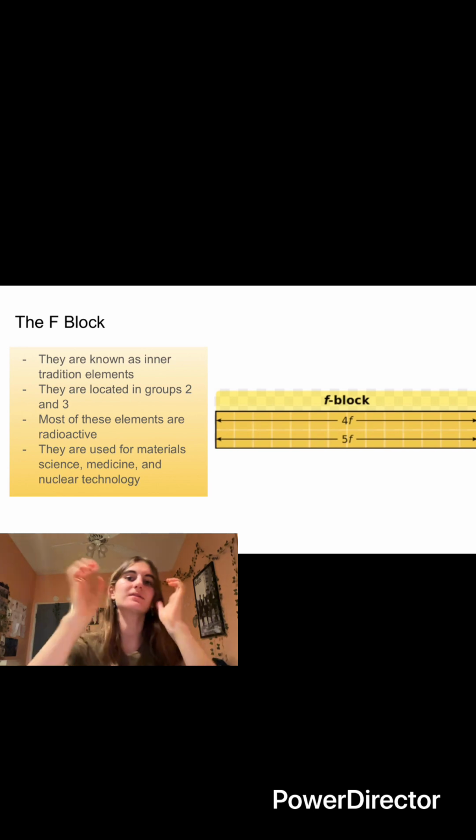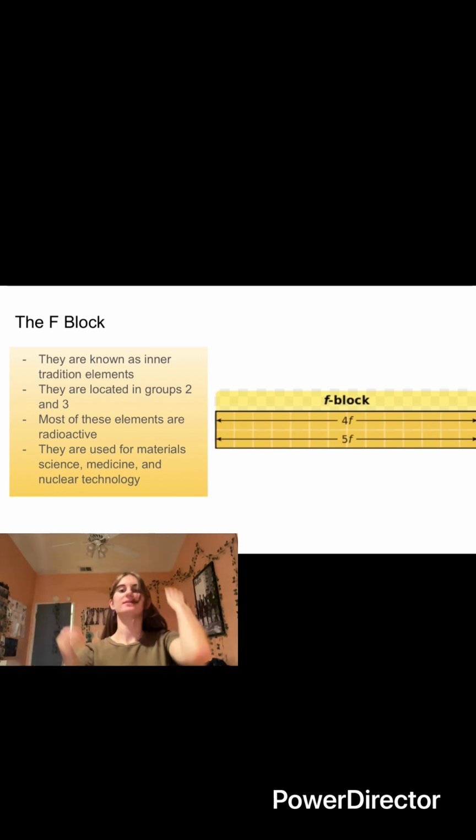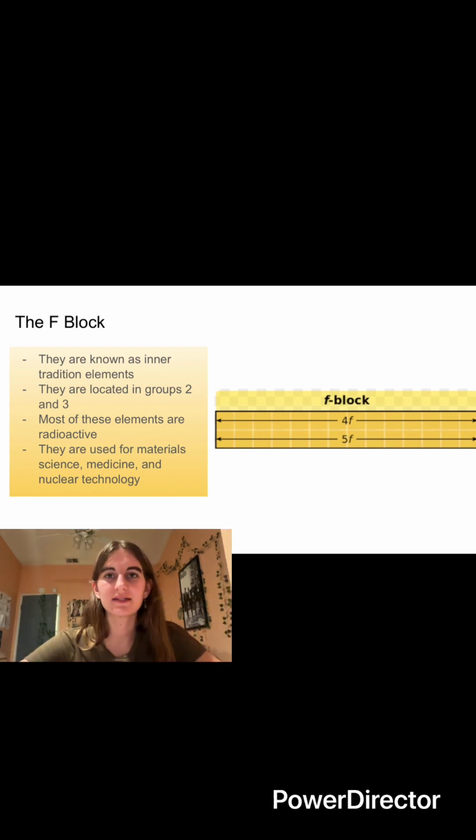Last but not least is the F block. It is also known as intertransition metals and is located in groups 2 to 3. Most of the elements in the F block are highly radioactive, and they are also used in materials for medicine and nuclear technology.